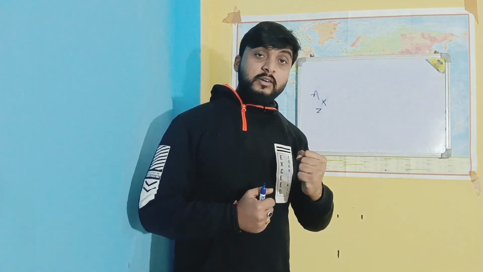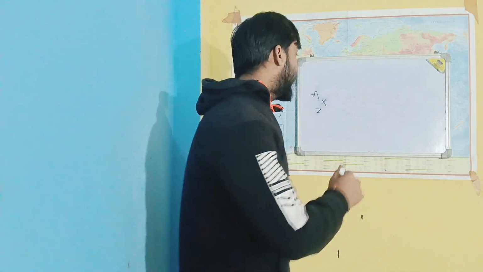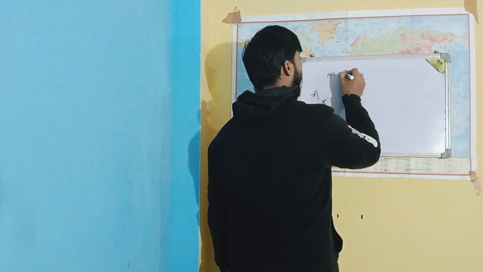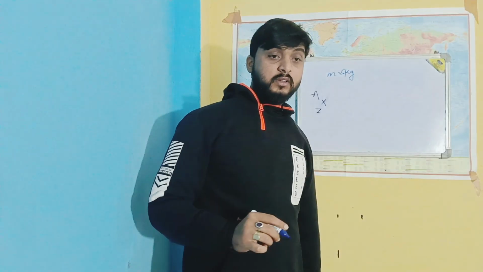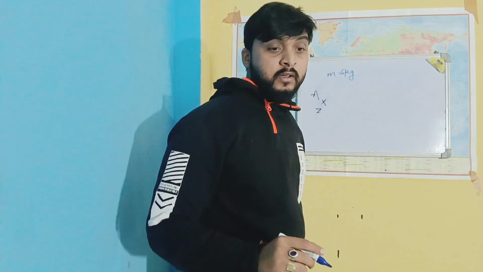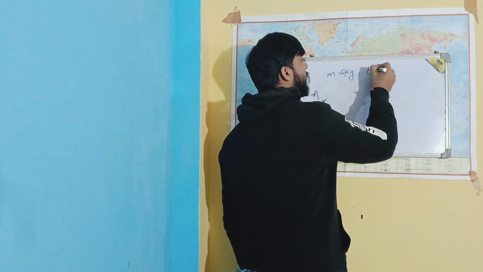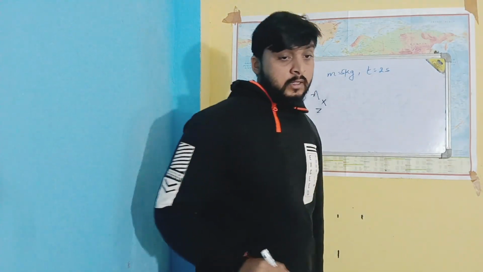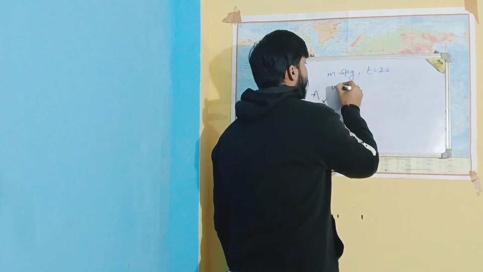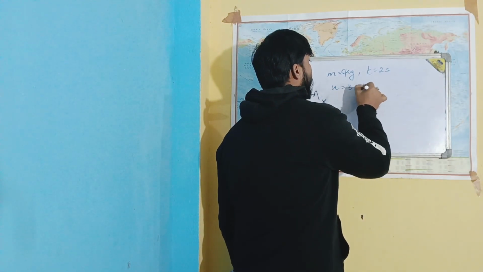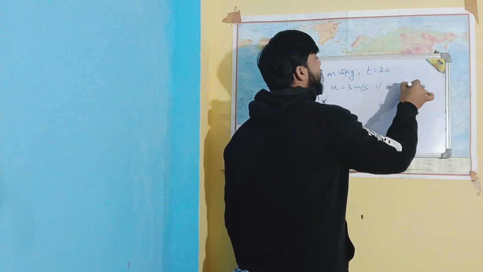So what do we know? We have got certain magnitudes given. The mass is given as 5 kg, so we will write 5 kg. Then what else is given? Time is given as 2 seconds. From 3 meter per second to 7 meter per second. It means that the initial velocity is 3 meter per second and the final velocity is 7 meter per second.